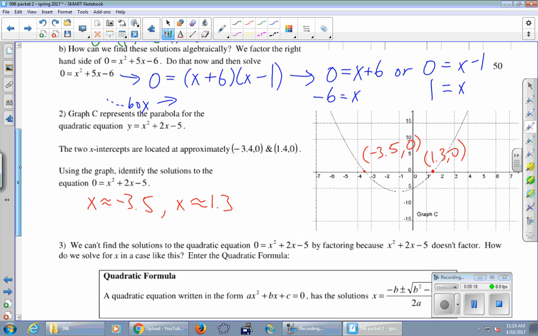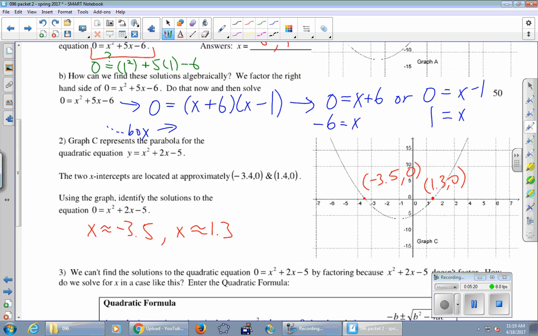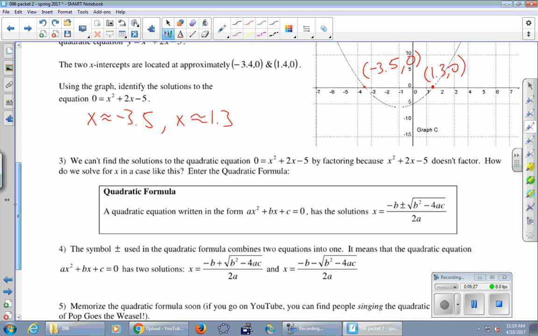So what can we do if we want precision? Well, you could factor, right? I mean, just like we did up here. Factoring didn't rely on having the picture in front of us. You just do the box and you get the factors. Well, here's the problem. This equation right here, 0 equals x squared plus 2x minus 5, does not factor.